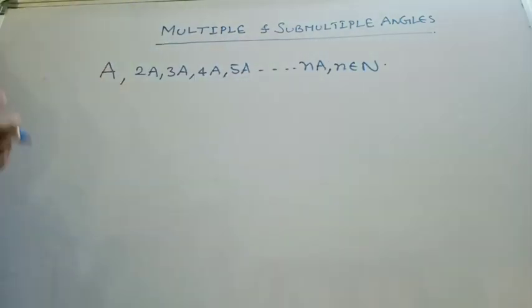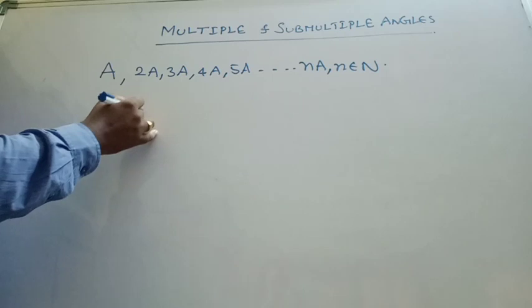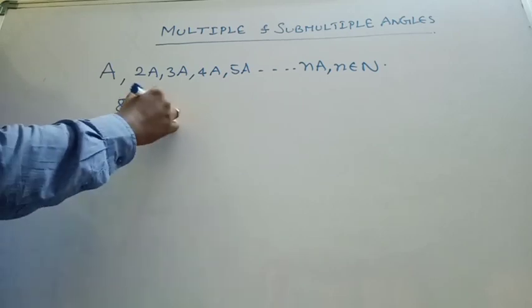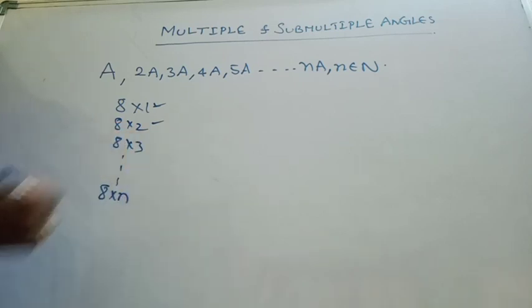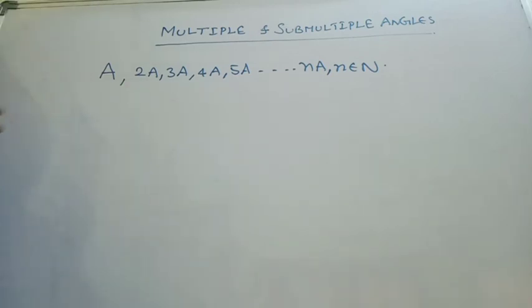right? For example, if you take the number 8, the multiples are 8 into 1, 8 into 2, 8 into 3, and so on up to 8 into n. These are the multiples of 8. Like this, these are the multiples of angles: A, 2A, 3A, 4A, 5A, and so on up to nA. These are the multiple angles.